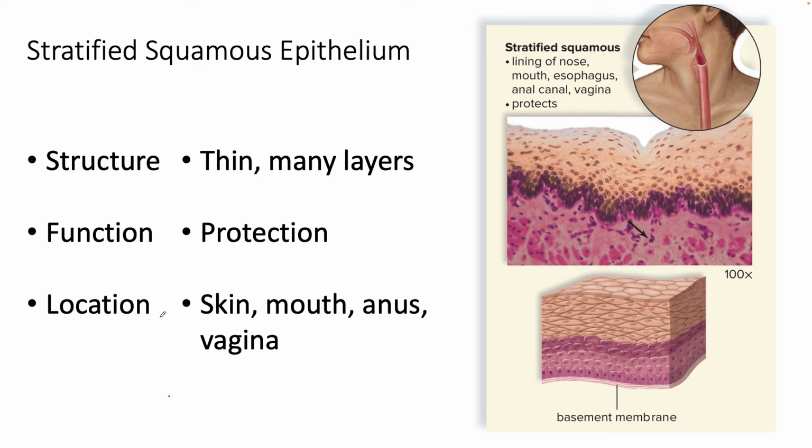The mouth and the anus and the vagina, all areas where you've got a lot of friction that goes on, a lot of abrasion, have stratified squamous epithelium. You don't want to bite a spicy Dorito chip in your mouth and suddenly poke a hole in your cheek. You want to have a lot of layers to protect you from the heat, the spiciness of it, as well as the pokiness of it.